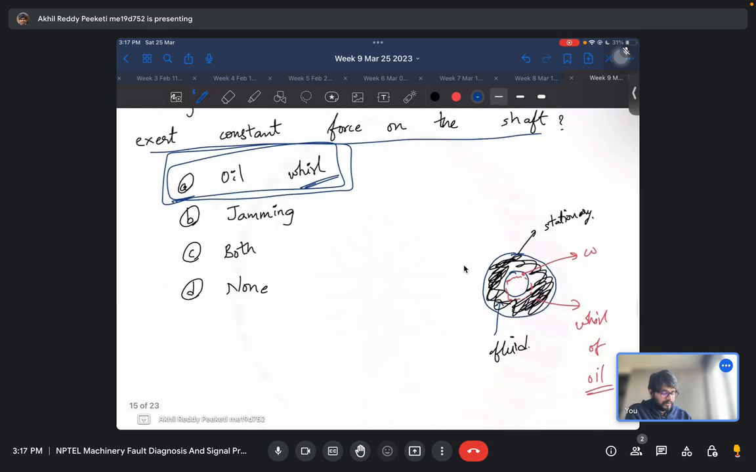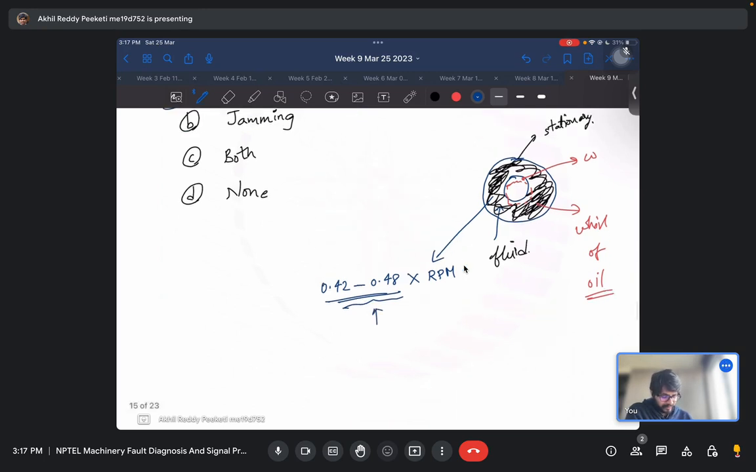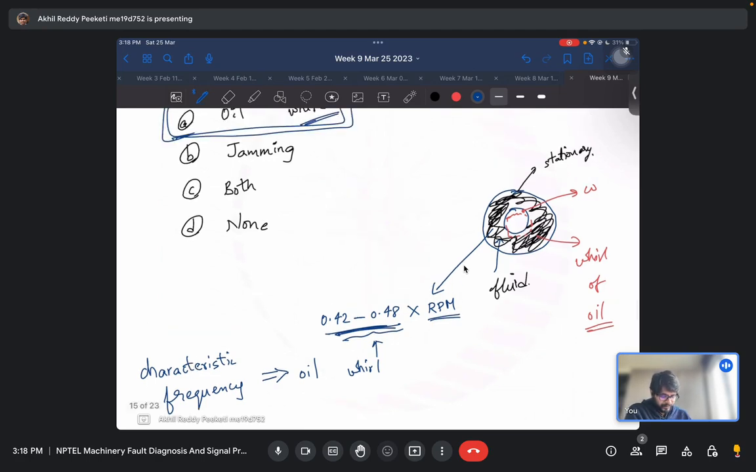Because of this, when you are looking at the characteristic frequency, you would see a frequency in the range of 0.42 to 0.48 times the RPM of the shaft. So you will get one more peak at this range due to the oil whirling. This is the characteristic frequency of oil whirl. So when you are looking at a frequency spectrum of a journal bearing, if you see any peak at this range of the RPM, that tells you there is an oil whirl defect in the system. Okay.